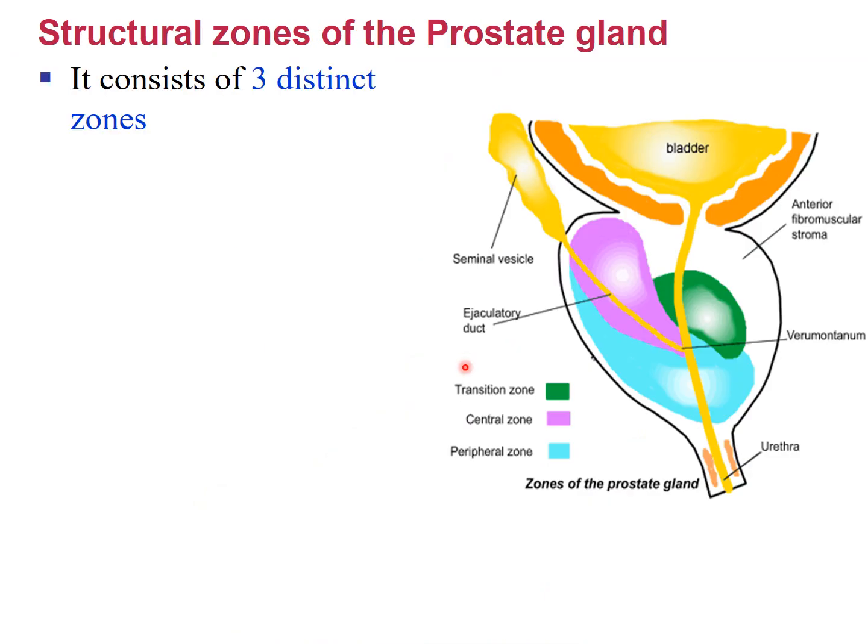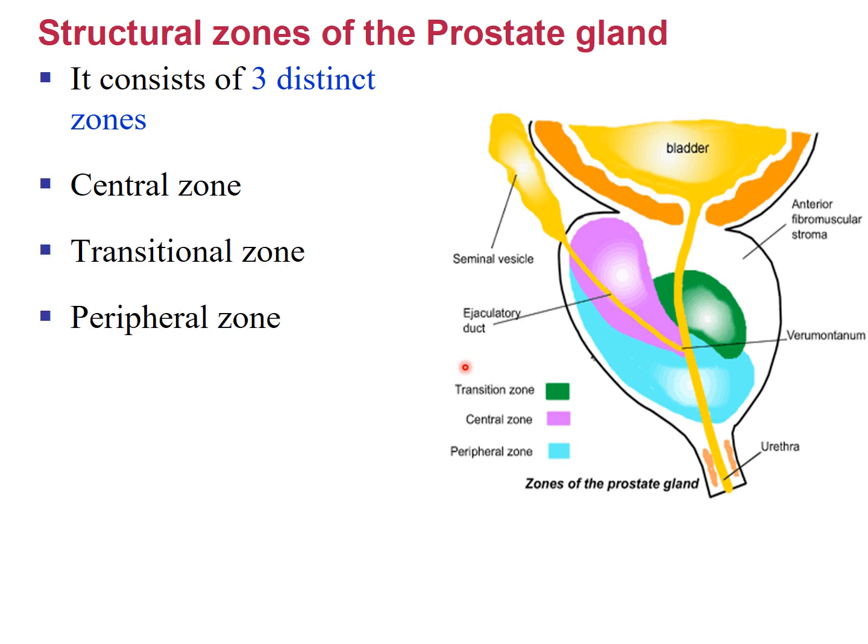Okay, now come to the structural zones of the prostate gland. The prostate gland is basically made up of glandular tissue and the fibromuscular stroma. The glandular tissue may be subdivided into three distinct areas: the central zone, transition zone, and peripheral zone. Here we can locate the central zone. The central zone is around the ejaculatory duct. If you see the upper part of the prostatic urethra, in the middle, around that and in front, you can locate the central zone.